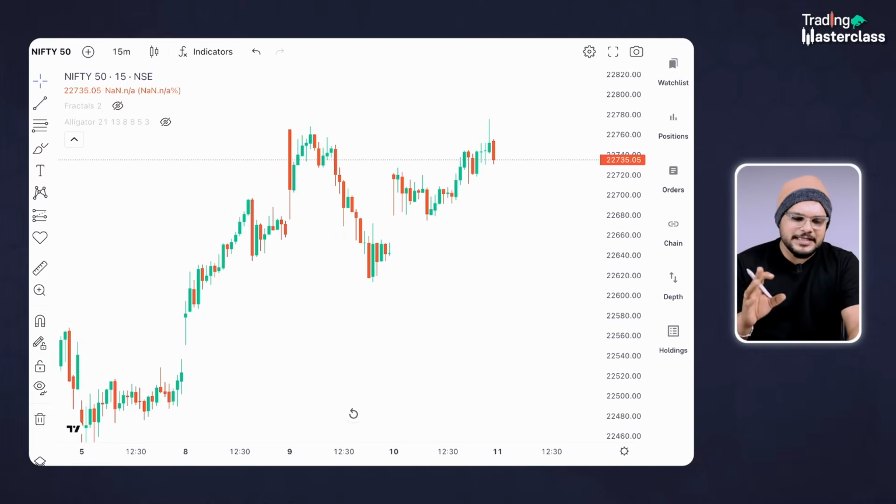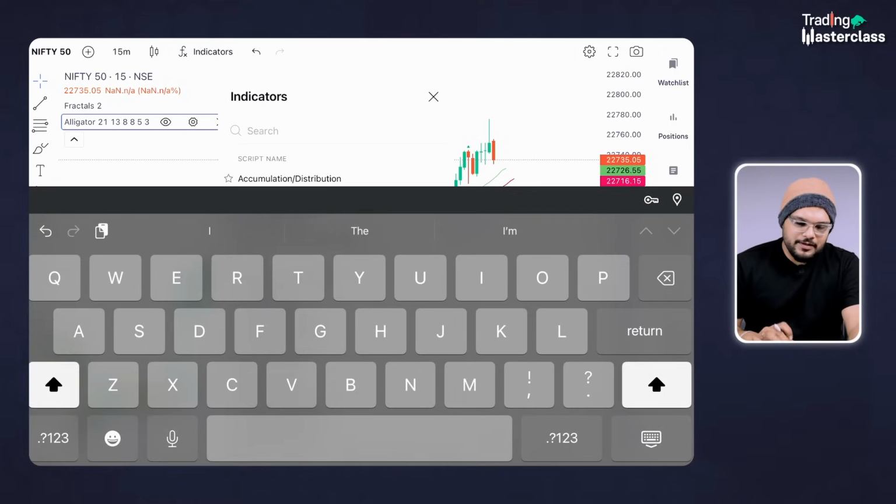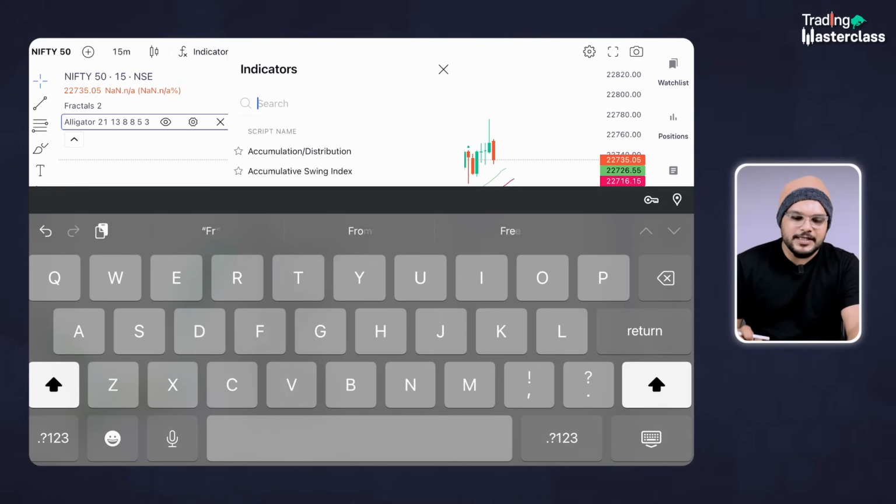Well, in simple sense, there is an indicator called alligator. You can use this. In this example, I'm going to utilize that, and also fractals. How can you find this? Go to the indicator and add fractals. You can see Williams fractals. This is one of the indicators that I've added, and similarly the alligator.